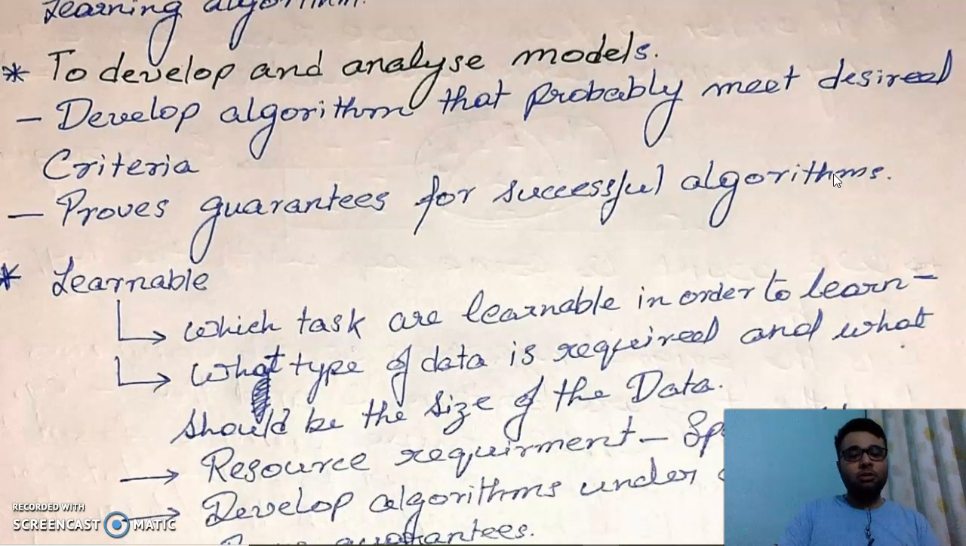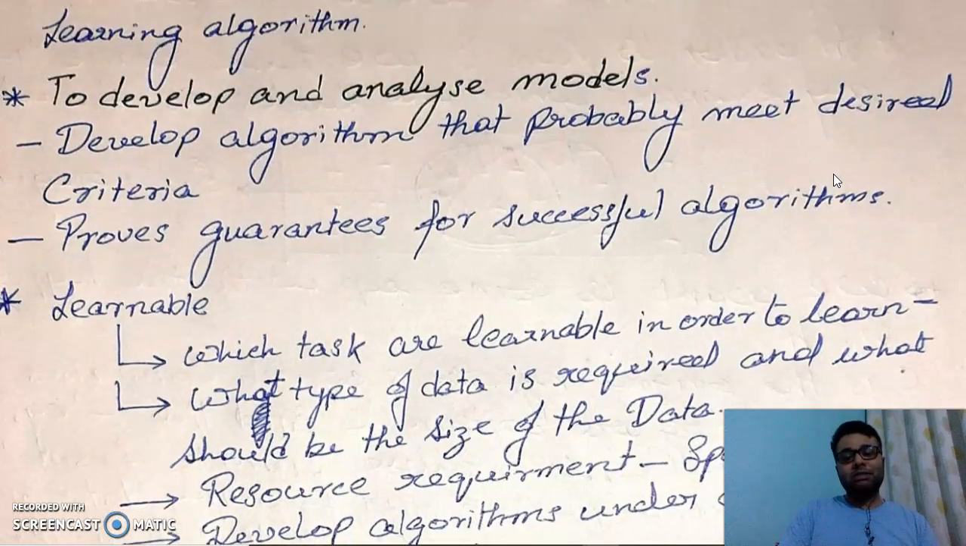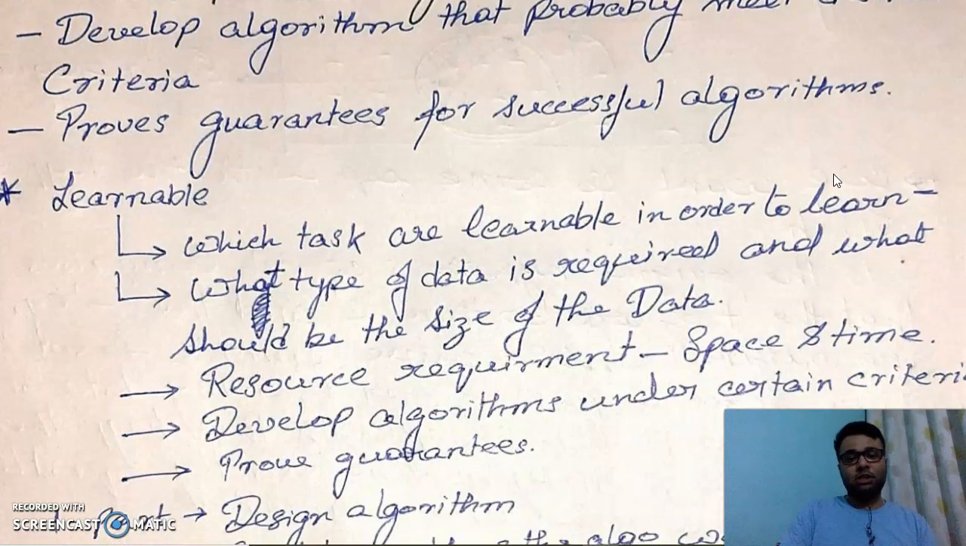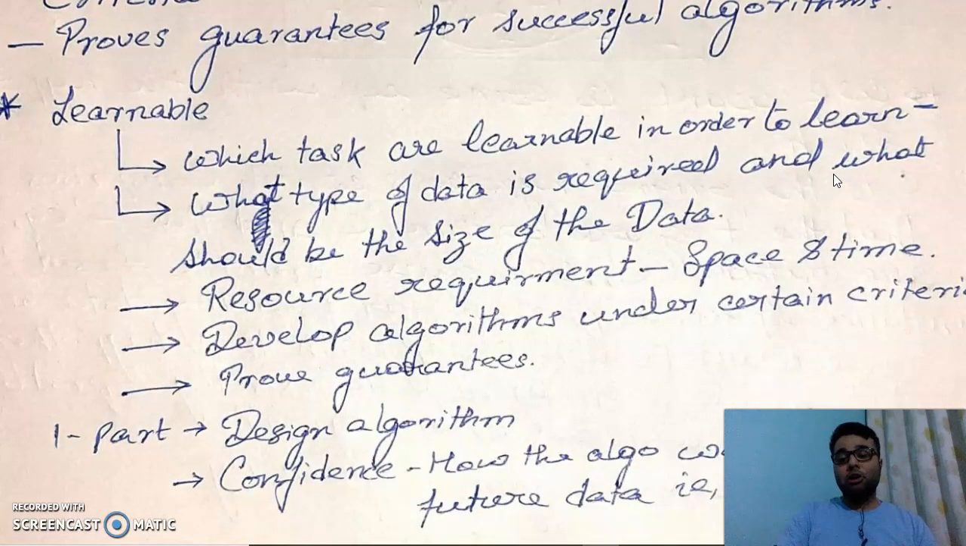Second is learning algorithm, to develop and analyze models. Now, to develop and analyze models, we need to develop algorithms that probably meet desired criteria. First, it proves the guarantee to be a successful algorithm. And in order to make the algorithm successful, we need to make an algorithm learnable. Now, what are the essential features with which you can make any algorithm learnable?